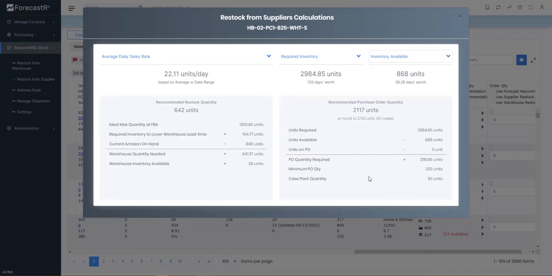In the bottom right, you will see your recommended purchase quantity to send to Amazon directly from your supplier. The units required minus what you have in Amazon as well as already on PO, and then you get your PO quantity required. We also show right below what to round your recommended quantity to if you are shipping in case packs, and we also have your minimum PO quantity here for reference.